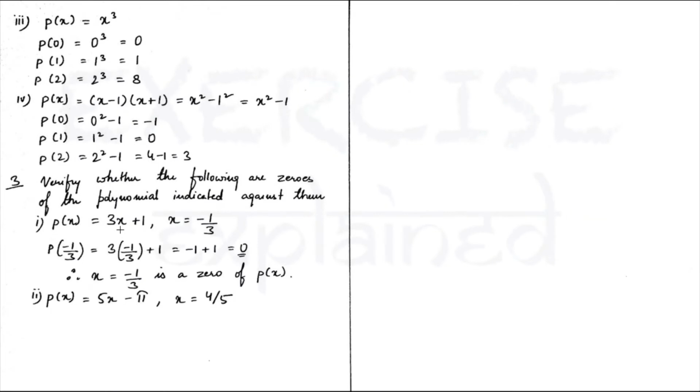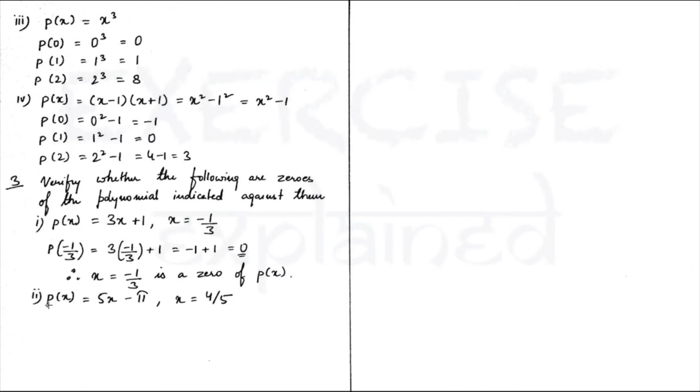So you can see I've substituted minus 1 by 3. So what I get is 3 into minus 1 by 3 plus 1. 3 and 3 cancel. We are left with minus 1 plus 1, that is equal to 0. So it is a 0 of the polynomial. X is equal to minus 1 by 3 is a 0 of the polynomial p of x.